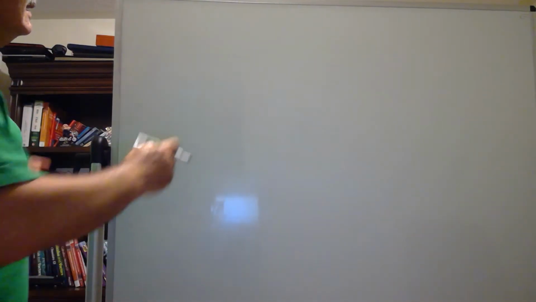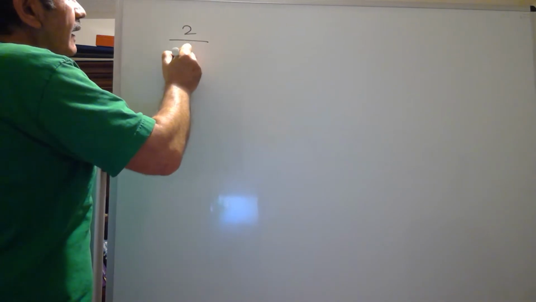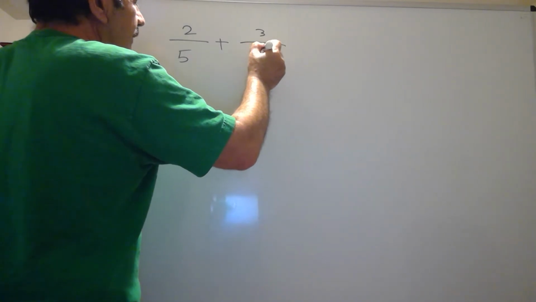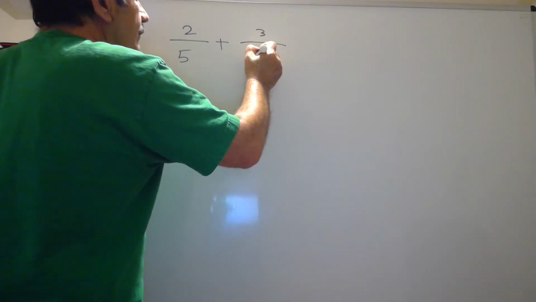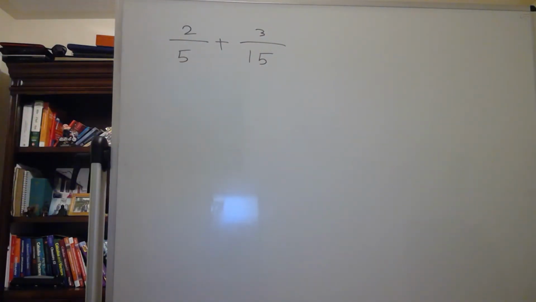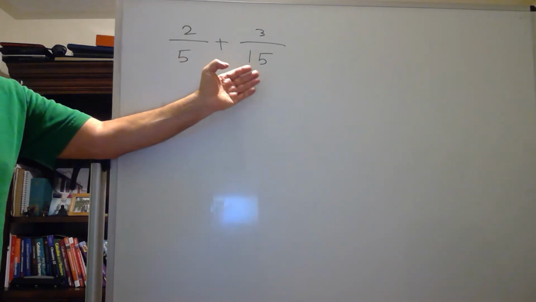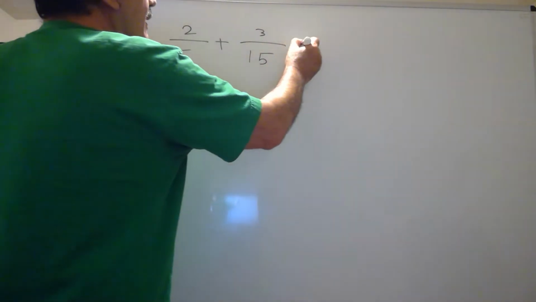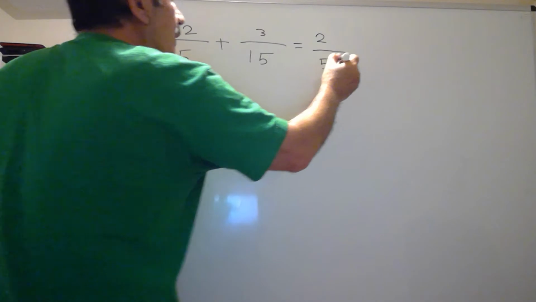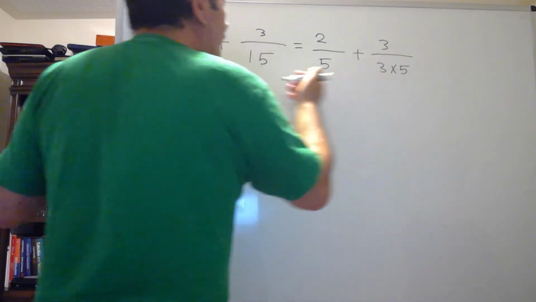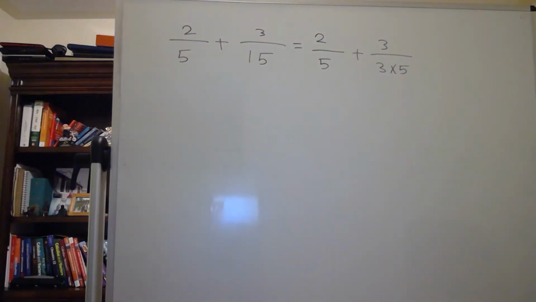Again, I'm refreshing your mind for simple fractions. Let's say 2/5 plus 3/15. Now what's the LCM between 5 and 15? Remember, we should convert the denominators to prime factors. So I can write it as 2/5 plus 3 over 3 times 5. If we convert 15 to prime factors, it's going to be 3 times 5.